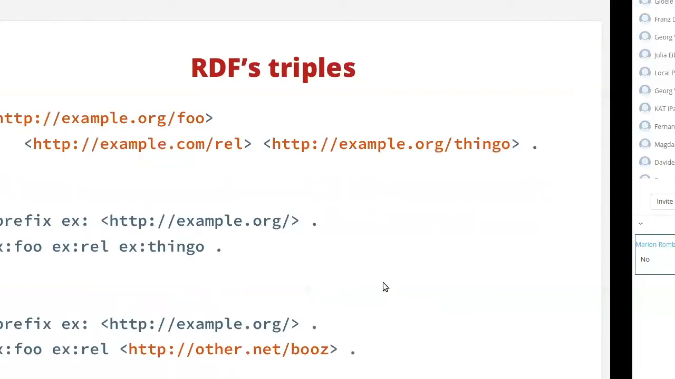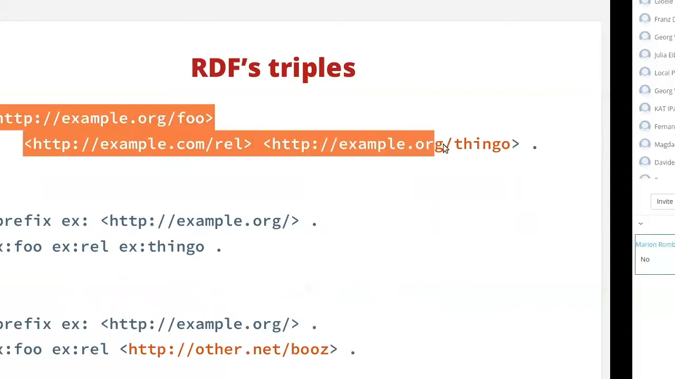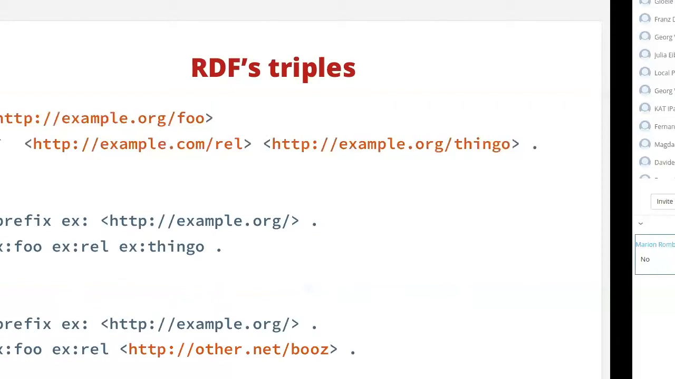So let's see some of these triples that we talked about. Let's concentrate on the very first line that you see here. It's broken, but it's a single line. This is an RDF assertion. As we said, in RDF, everything is in a certain sense anonymous. There are only identifiers.